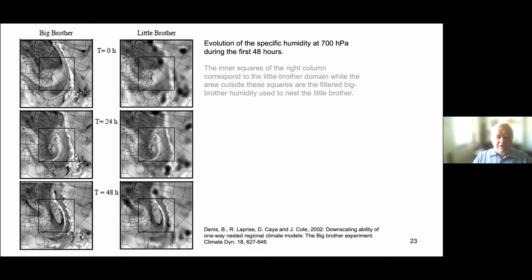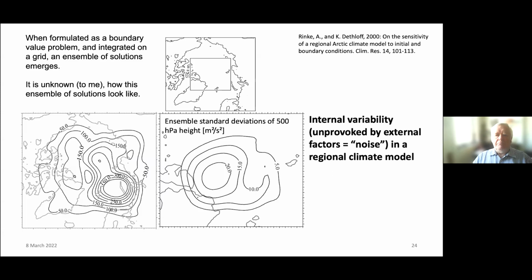So the regional model is indeed able to reconstruct what should happen in the interior, and that's essentially showing that this downscaling works out fine. So I think that was a pretty good and important paper here. But we have this problem that the solution is not unique.